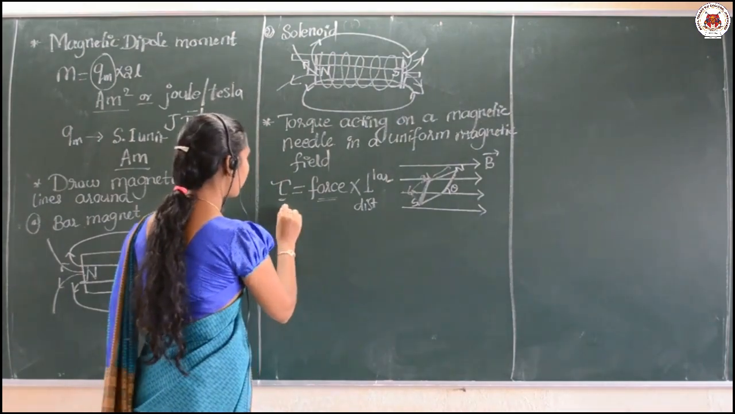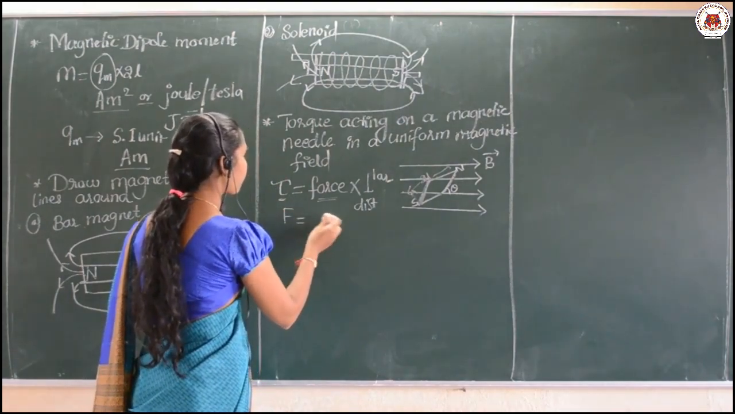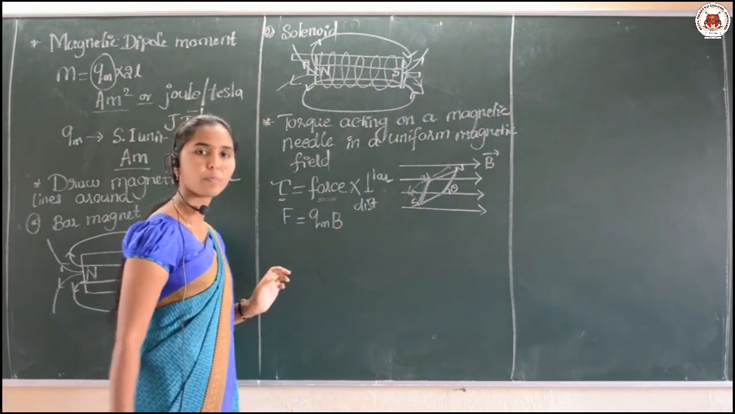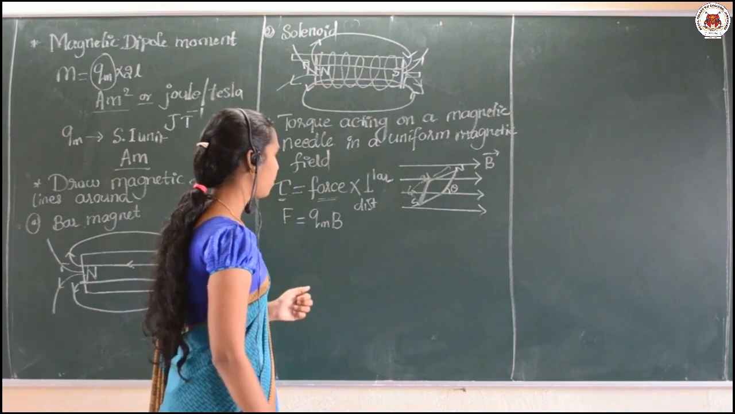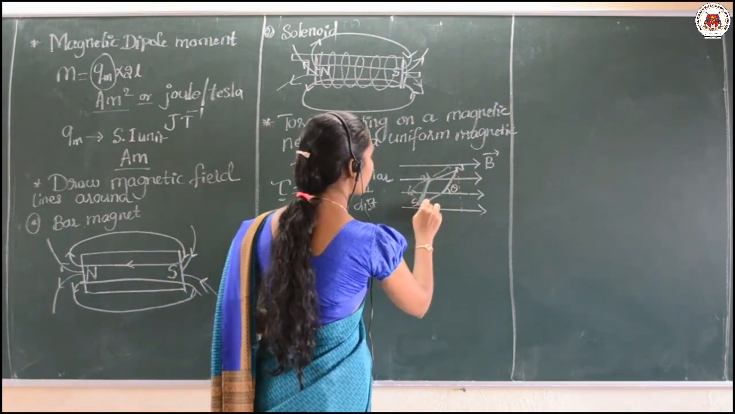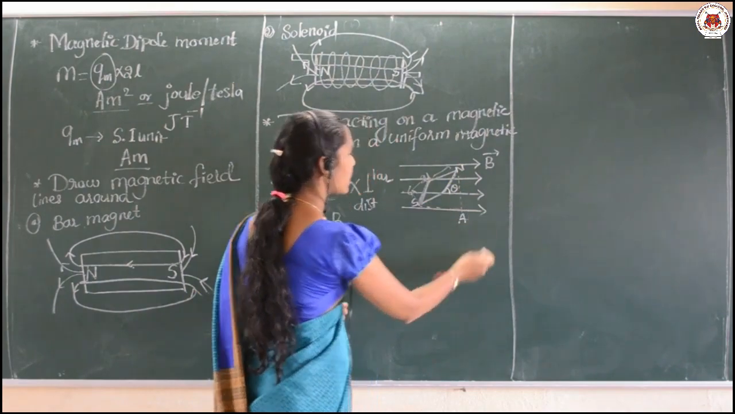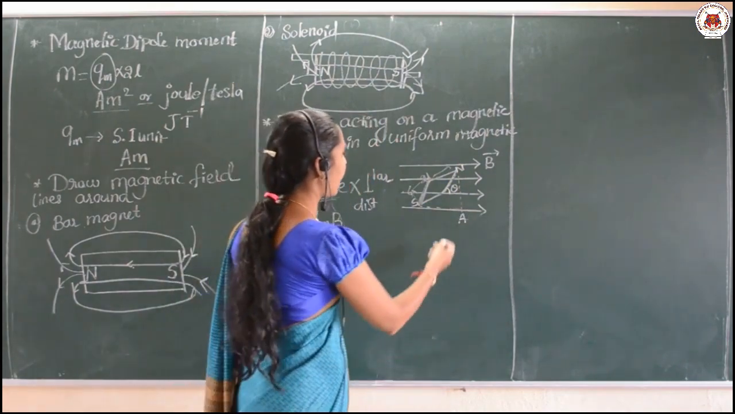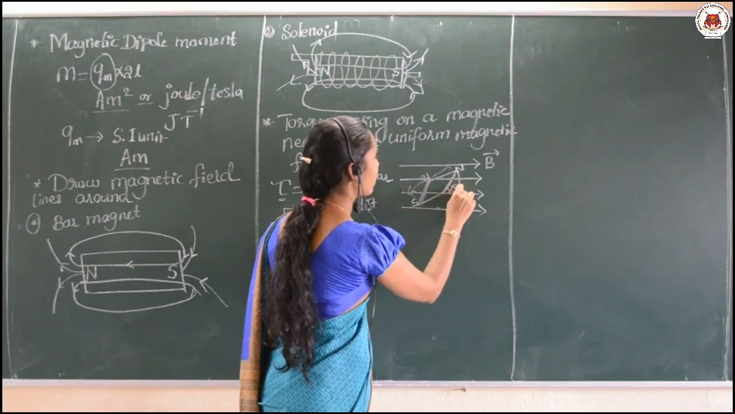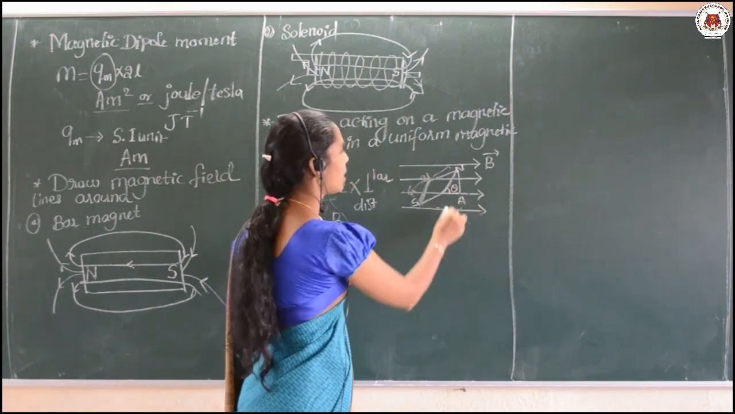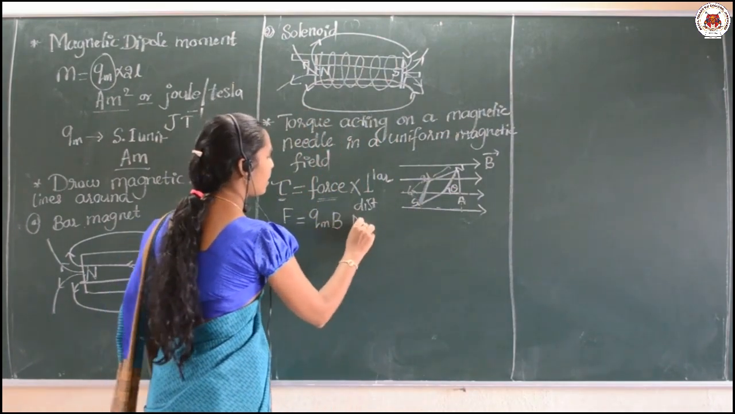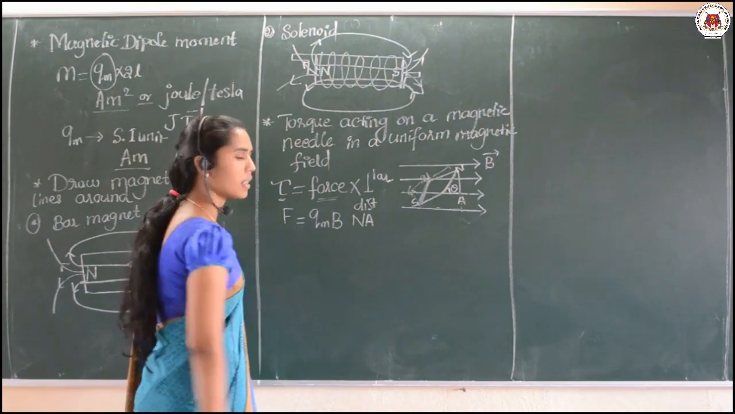Force experienced F is given by pole strength into the magnetic field. Then if I take from here to here, it is the perpendicular distance, I take it as A. Or else here itself you can take, this is A, this is a theta angle here. Then that NA is taken as the perpendicular distance.